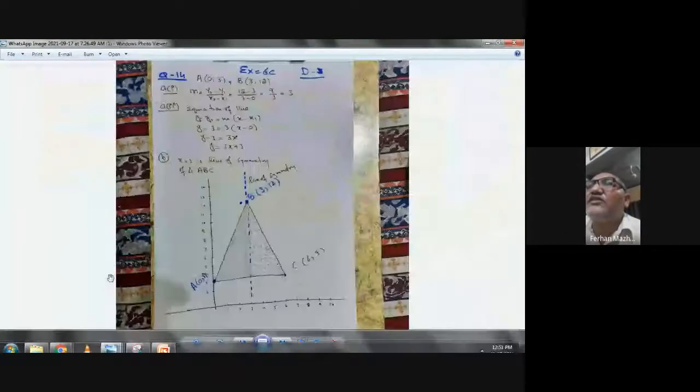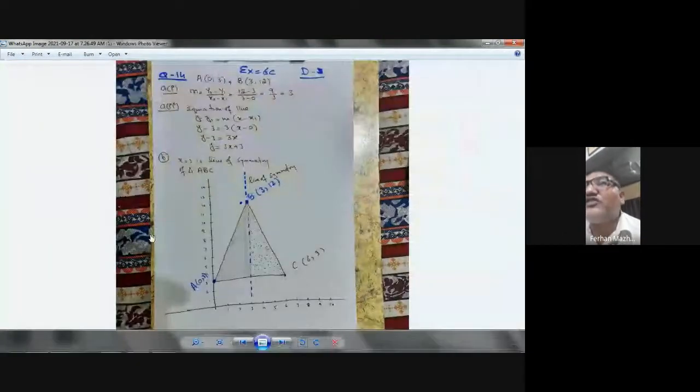So let's move to the next question. The next question coming up on your screen is question number 14. A straight line L passes through the point A, which is 0, 3, and the point B, whose coordinates are 3, 12. The first part is to find the gradient of the line L. So that line is L. We want to find out the gradient of this line.